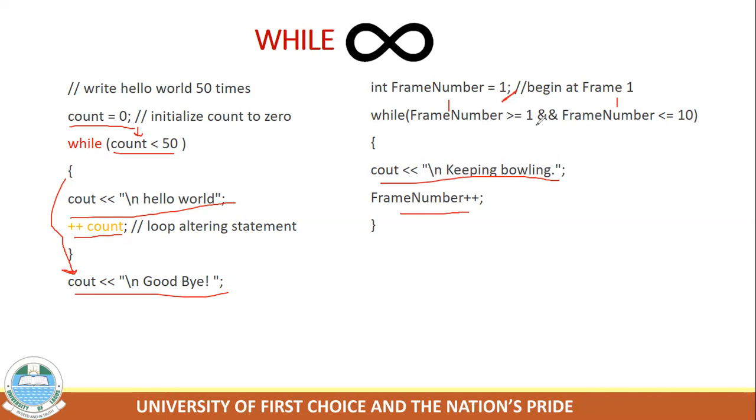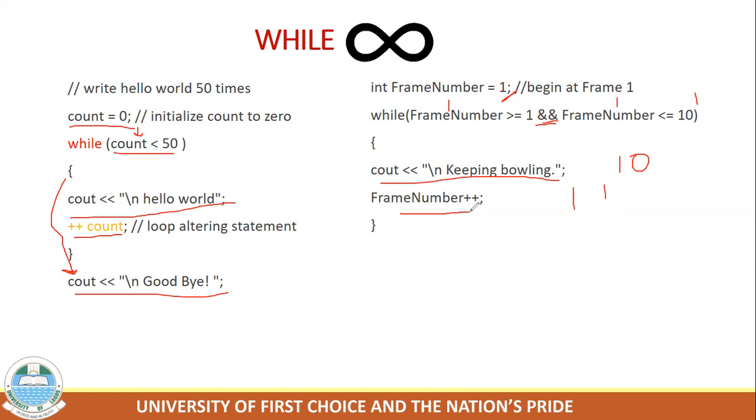So you are using a logical AND operation. And for an AND operation, both must be true before you can have a true output. So while the condition is true, it will execute this. When it's at 9, is 9 greater than 1? Yes. Is 9 less than or equal to 10? Yes. Now it displays keep bowling. When it's at 10 now, is 10 greater than 1? Yes. Is 10 less than 10? No, but is it equal to 10? Yes. 10 is equal to 10. It will execute again, keep bowling.